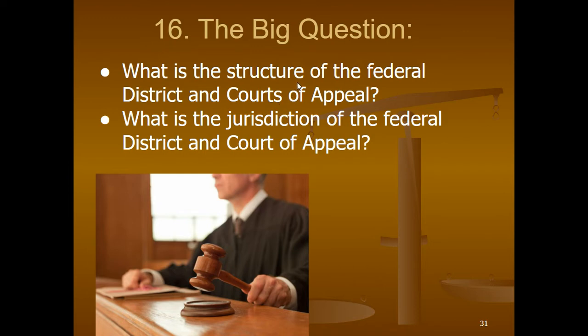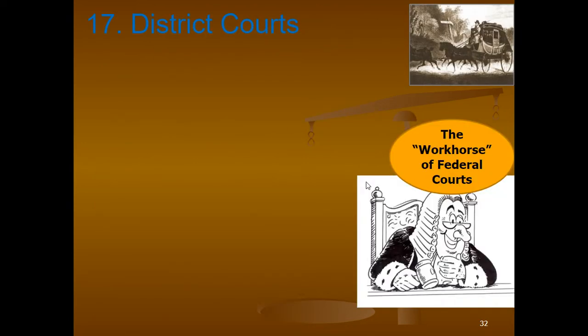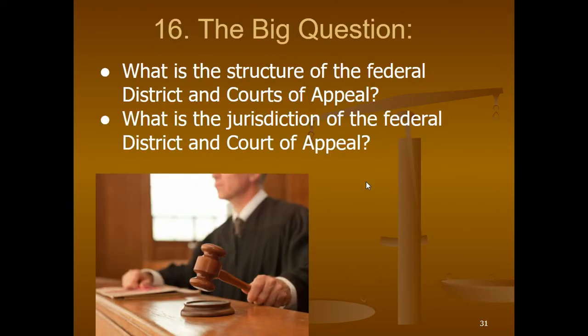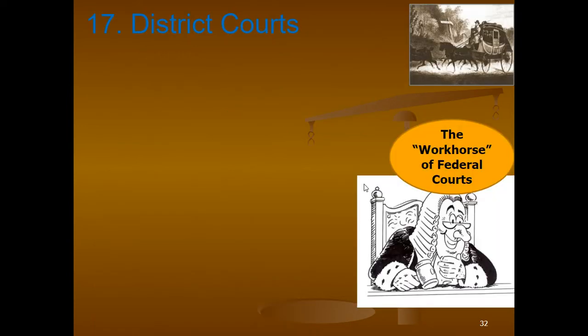So here in this topic, I want you to focus on the structure of the federal district courts and courts of appeals, and then also the jurisdiction of the federal district and court of appeals. Okay. So the structure and jurisdiction. Jurisdiction is who has the power to try and hear the case. Jurisdiction is a major issue. Okay, let's look at the district courts. Nicknamed the workhouse of federal courts because that's where most of federal cases go.